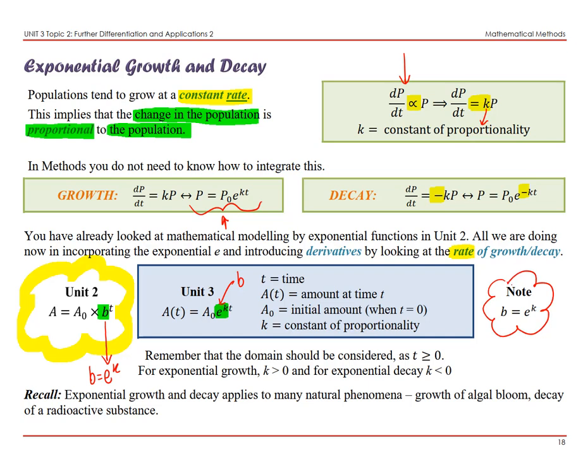We could solve all the problems that I'm going to do in the subsequent videos using the method that we did in Unit 2 or using the method we're now going to do in Unit 3. It's just that we're using that e. Now, you need to remember that the domain should be considered because time will always be greater than or equal to 0. And for exponential growth, remember that k is greater than 0, and for exponential decay, k is less than 0.